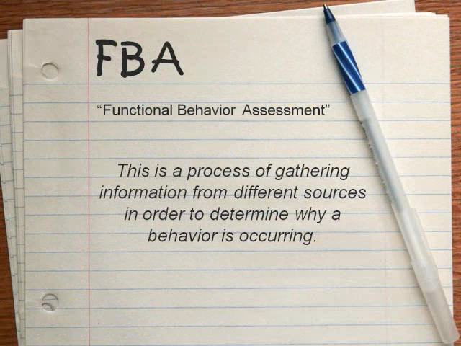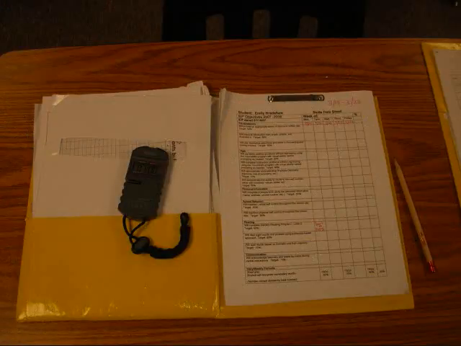FBA, Functional Behavior Assessment. This is a process of gathering information from several different sources in order to determine why a behavior is occurring. An FBA is really a problem-solving method. It uses data and information specific to the behavioral needs of the child to determine exactly why the behavior is occurring.